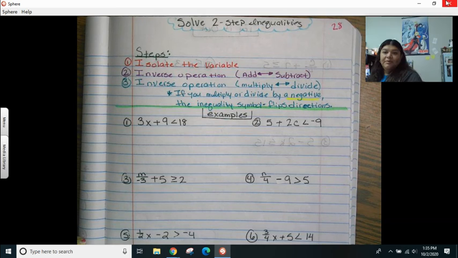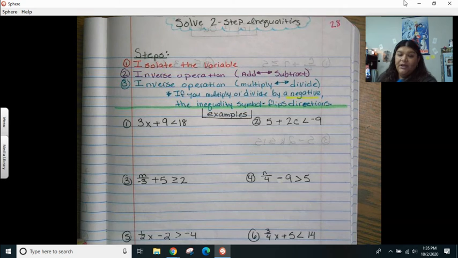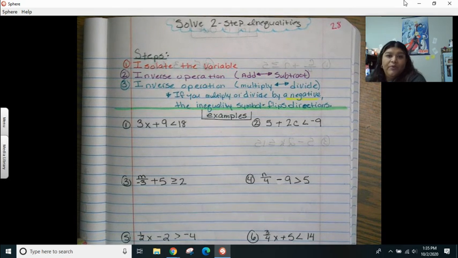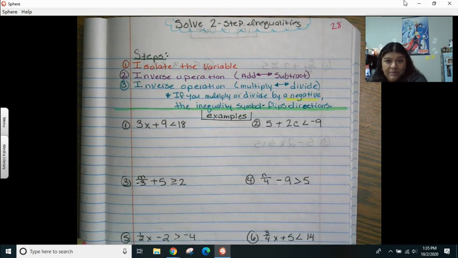All right, let me move my mouse. Okay, so we're going to be solving two-step inequality. So that means you're going to have more than one operation. You will have an addition, subtraction, and then you'll have a multiplication or division. Okay, so it's combining the two. And we're going to undo them like Pim does, doing backwards.